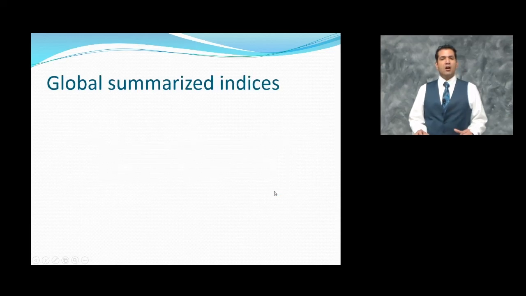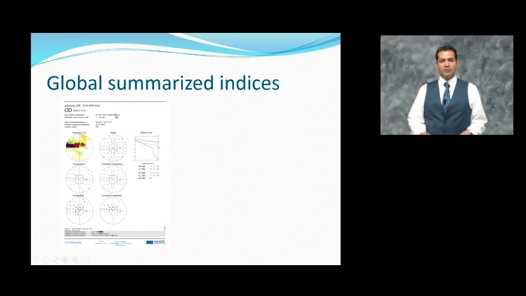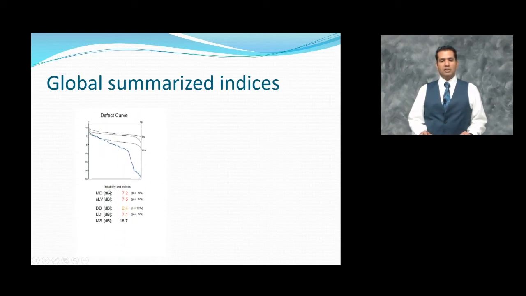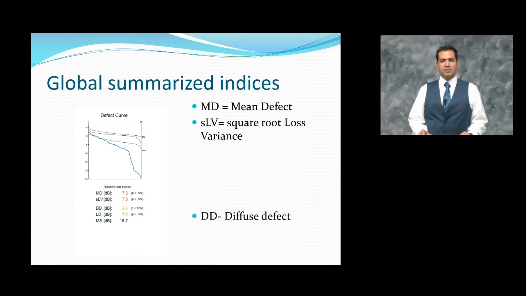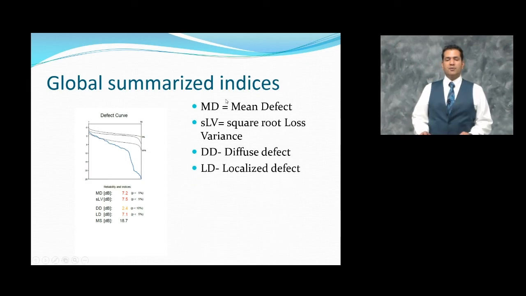The global summary indices are a number representation of the entire visual field plot. Right here, just below the Bebie curve, you see the global summary indices. MD represents mean defect. sLV represents square root of loss variance. DD represents diffuse defect, and LD represents localized defect. The mean defect is a one-number representation of the visual field that says how much defect is present. The square root of loss variance says how much of this visual field defect is localized, or whether you see a pattern of defect. The bigger the number, the greater the chance that the defect is localized and a pattern is present. There are p-values given next to it, so you would know when they are significant.